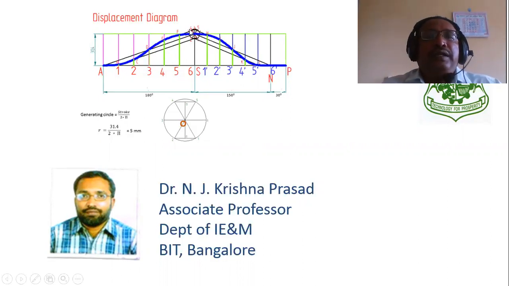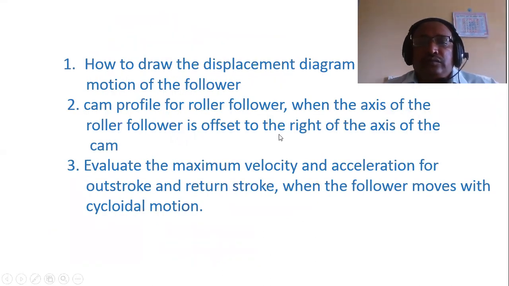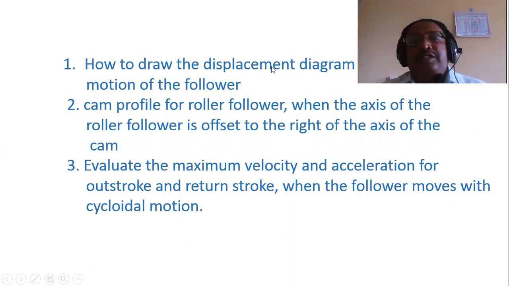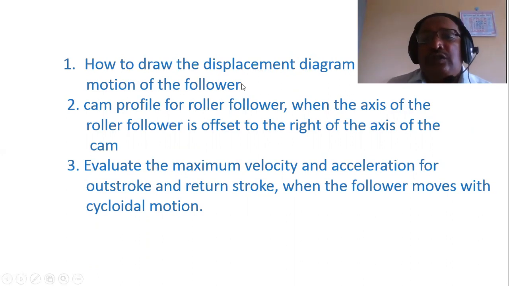by showing actually a generating circle while drawing the displacement diagram. This is the way to draw the generating circle. In the problem, the stroke is given. So find out the radius of the generating circle by using the formula stroke divided by 2 pi. That gives the value of R. And this slide gives how to draw the displacement diagram for the cycloidal motion of the follower.